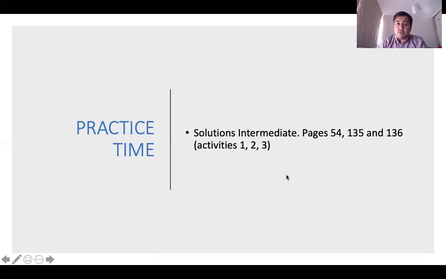Now it's practice time. Go onto your book's solutions, pages 54, 135, and 136, and solve activities 1, 2, and 3.